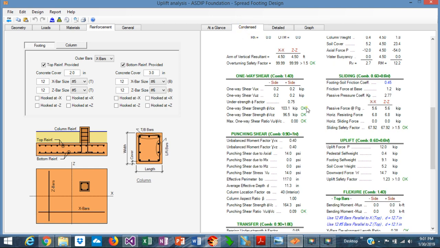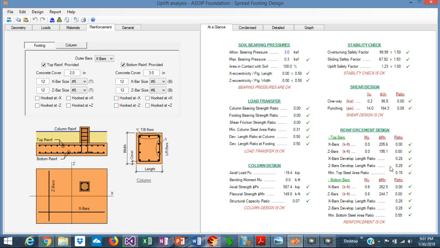Let's check. Everything is passing in this scenario. So the uplift is 1.23. Overturning: we don't have any issue with any overturning or sliding because we don't have any lateral load. Shear is so small that it's irrelevant, 0.09. The rebar, as I said, the top rebar is minimum, and basically we are applying the minimum still. So we are at 78% of the minimum, so we are okay.